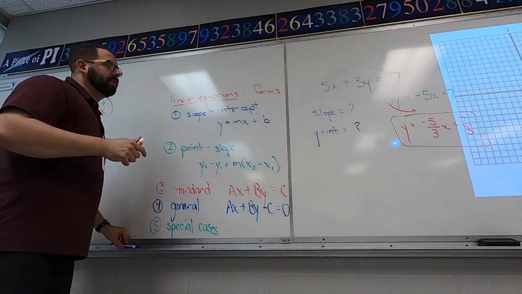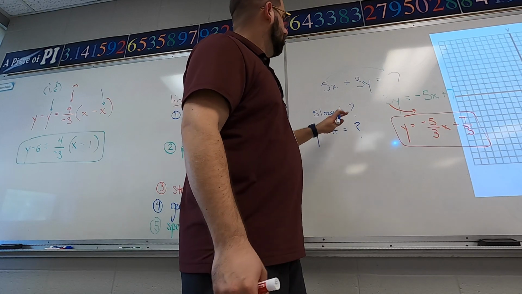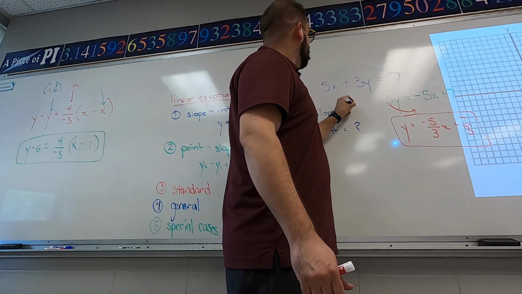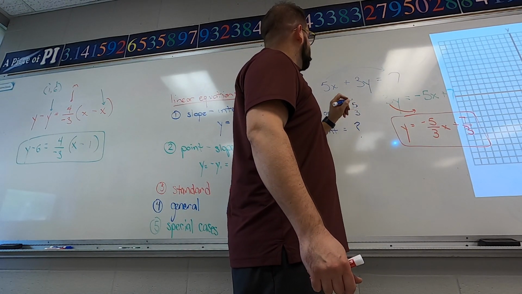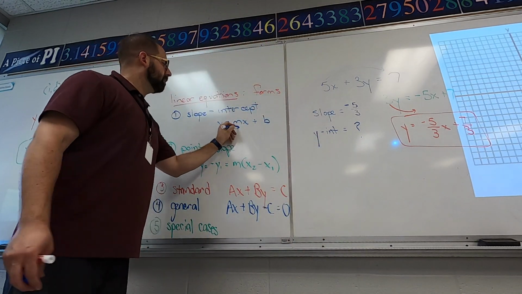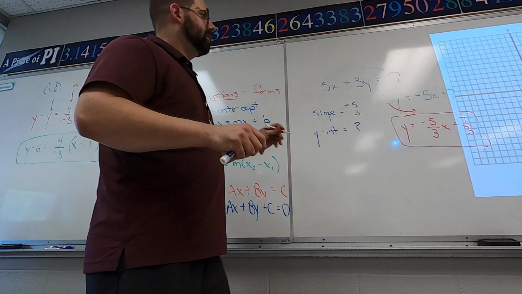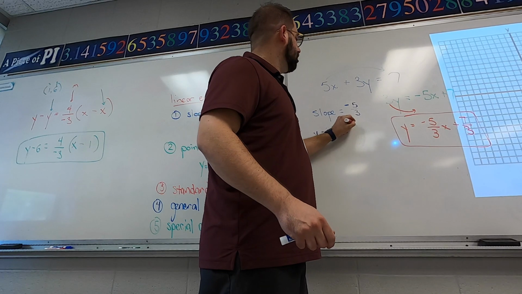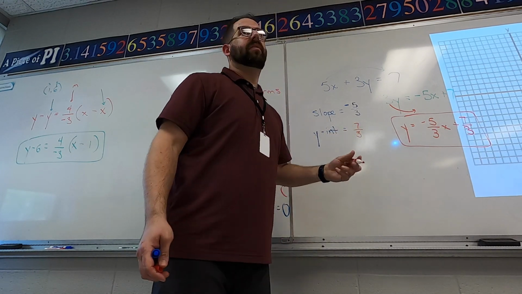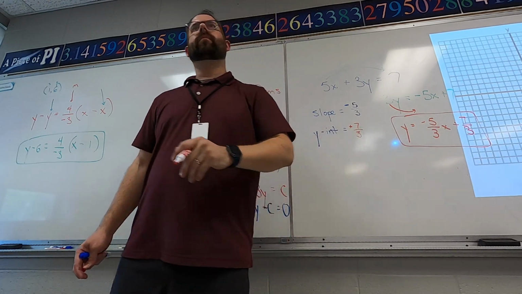So what's my slope on this problem? Negative 5 over 3. There's my slope. It's the number in front of x. That's my slope right there. It's my m. My y-intercept, that's the b number in the back. So that's my, what, 7/3? There's that number. Positive 7/3. There you go.